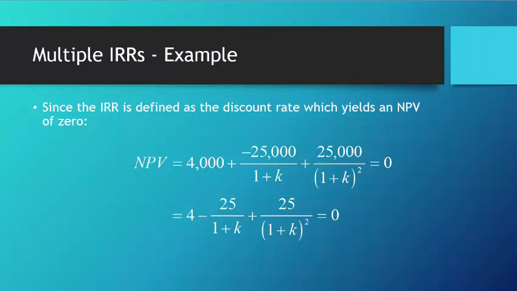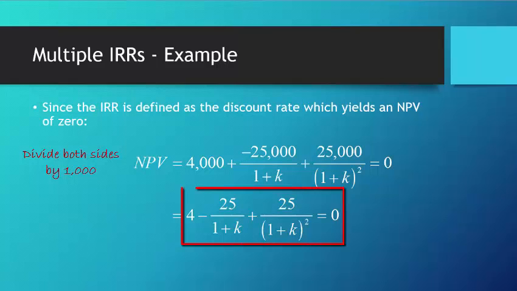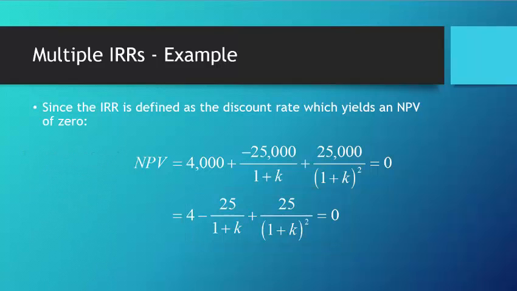Now, because I'm going to set this equal to 0, and I want to make my life a little easier, the very first thing I'm going to do is divide both sides, both the equation and the 0, by 1,000. That gives me 4 minus 25 over 1 plus k plus 25 over 1 plus k squared equals 0, because 0 divided by 1,000 is still 0. And now I'm going to do one other thing just so that I don't have fractions to deal with. I'm going to multiply both sides by 1 plus k squared.